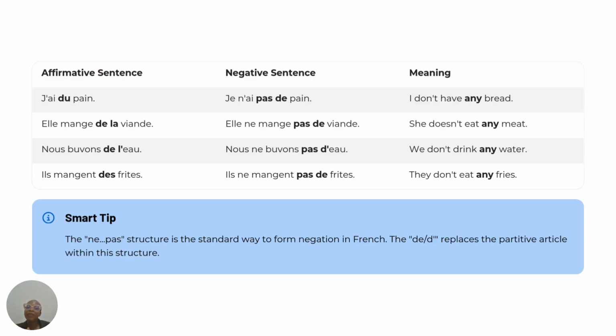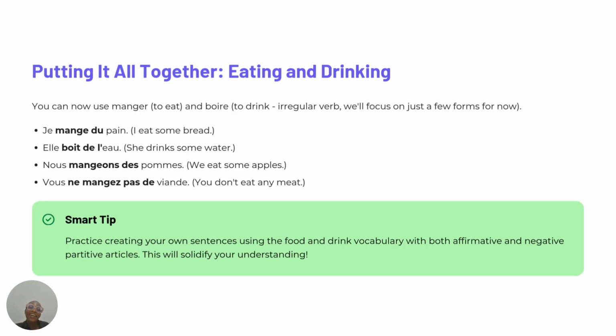So we have j'ai du pain, je n'ai pas de pain. Elle mange de la viande, elle ne mange pas de viande. Nous buvons de l'eau, nous ne buvons pas d'eau. Il mange des frites, il ne mange pas de frites. So just know that once it is negative, you just make use of de. That is quite interesting.